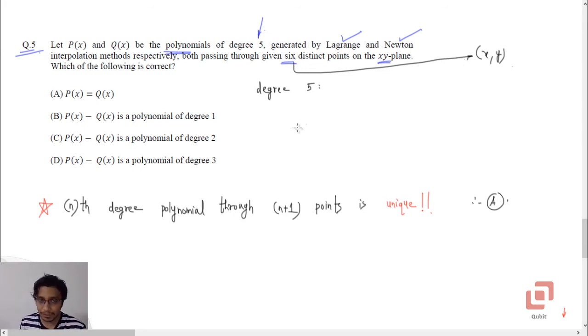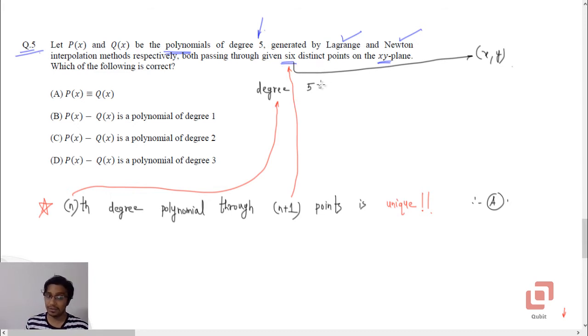Okay, and we know that if we have an nth degree polynomial which passes through n plus 1 points, 6, such a polynomial is always unique. So there cannot be two distinct polynomials of degree 5 passing through given 6 distinct points. Which means the correct statement is P of x and Q of x are identical.